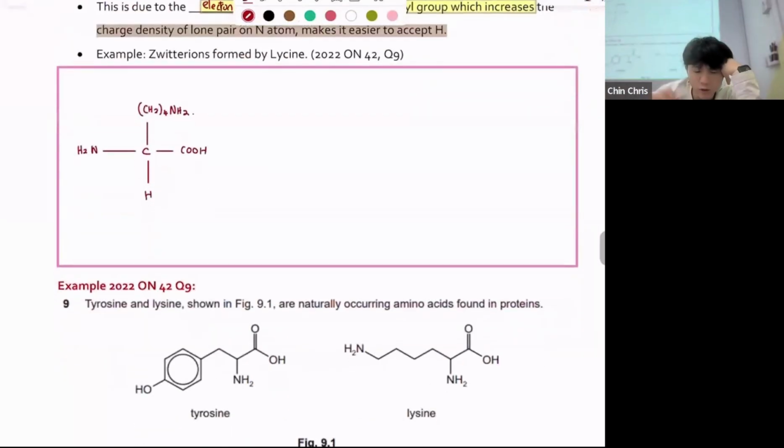All right, guys, now let's look at the zwitterion formed by lysine. Again, highlight this. What do you call your CH2 chain? This is our electron donating group, right? Which means it pushes electrons to your NH2, right? Correct. Which means the NH2 attached to the R group will protonate instead.